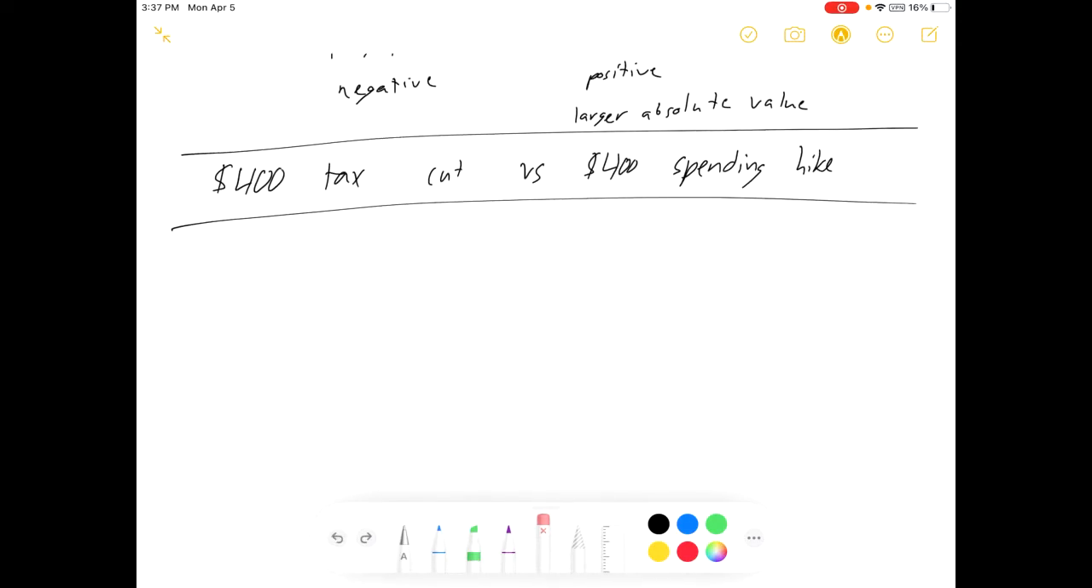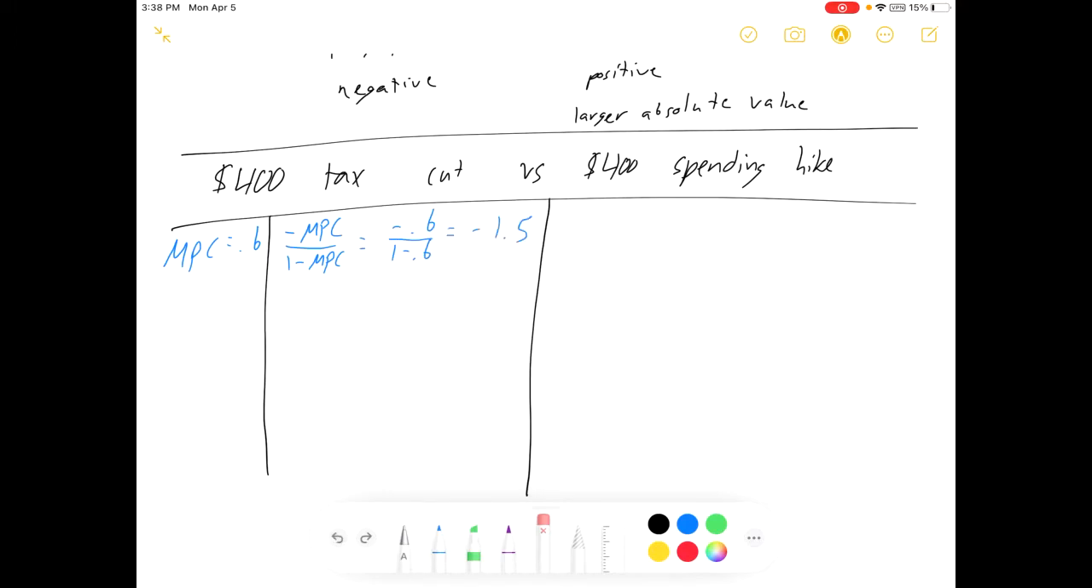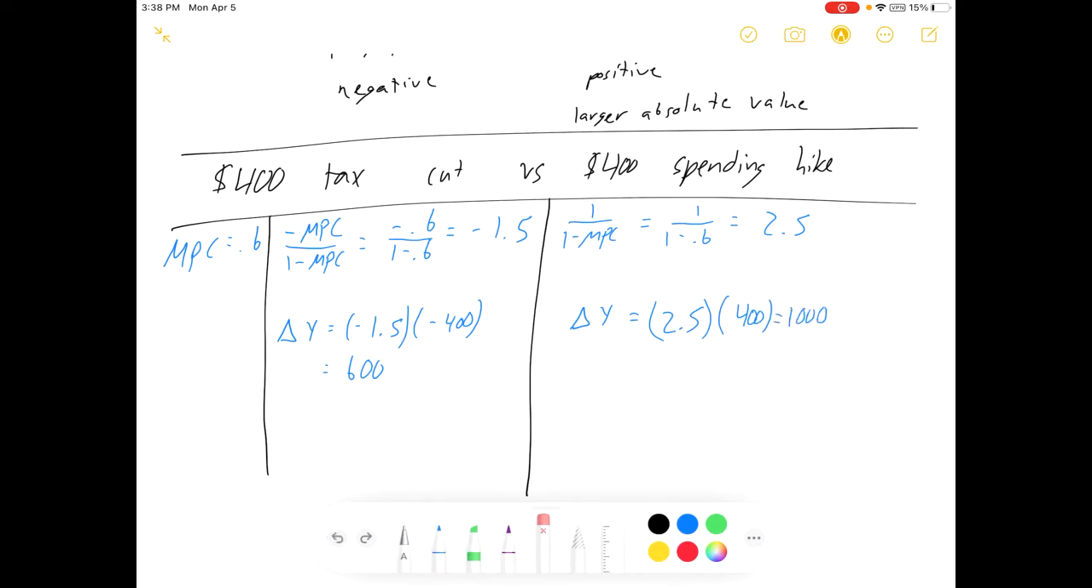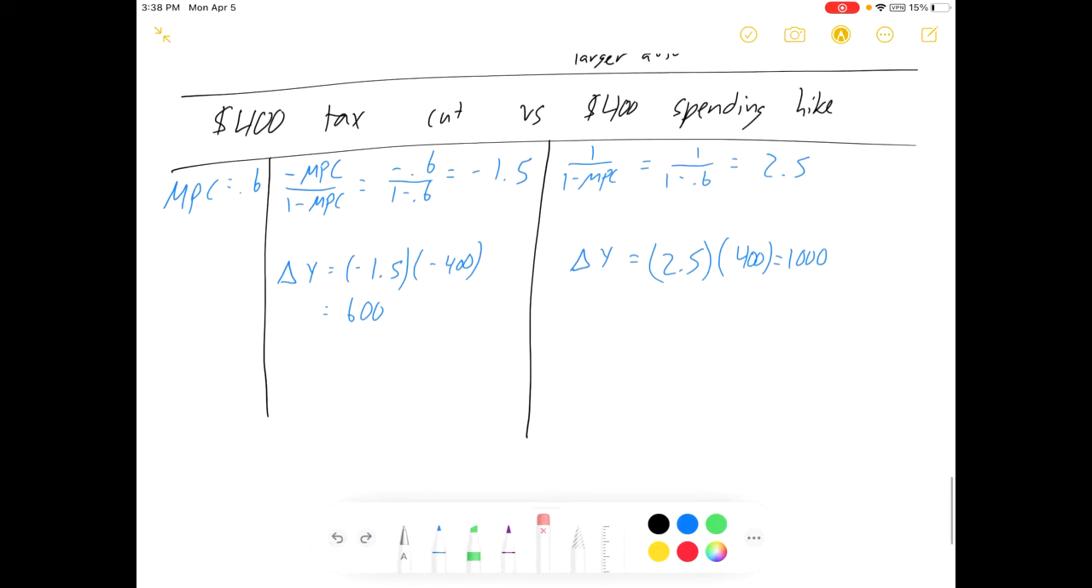Let's end by comparing a $400 tax cut to a $400 spending hike. We'll do a different MPC just for good measure. Let's say the MPC is 0.6. Let's get our tax multiplier: minus 0.6 over 1 minus 0.6 is minus 1.5. Based on that, I can get my change in GDP, the multiplier times the change in taxes, which comes out to be 600. Spending multiplier is 1 over 1 minus MPC, so that's 2.5. Change in GDP is 2.5 times the change in spending, which is 1,000. Okay, so they change in different directions because that was taxes decreasing versus spending rising, and the amount is bigger.